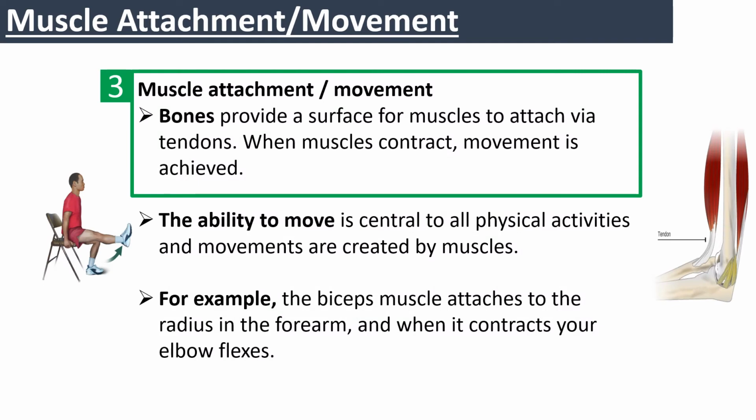So the third one is here, and all you need to do now is just to write down what's in the green box. So this is our third function of the skeletal system, muscle attachment and movement.